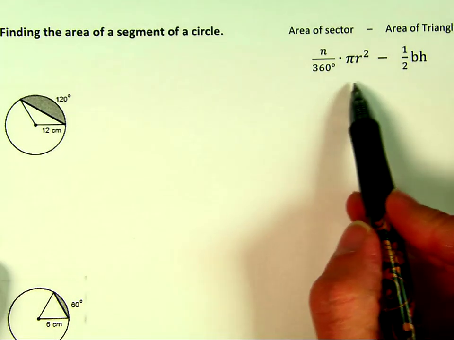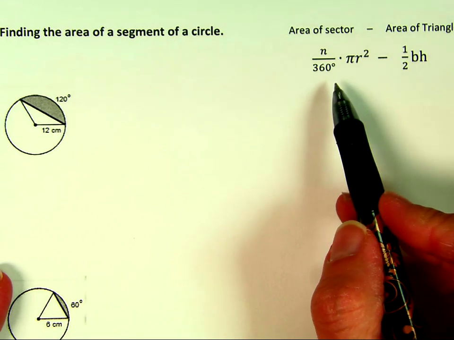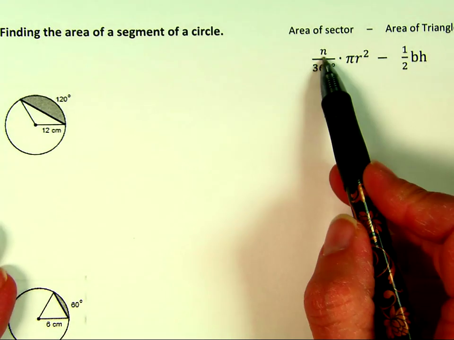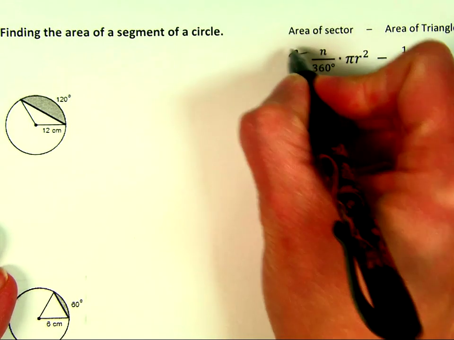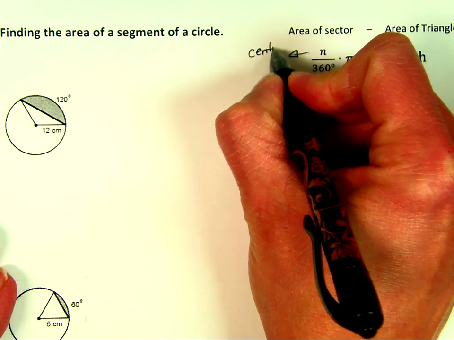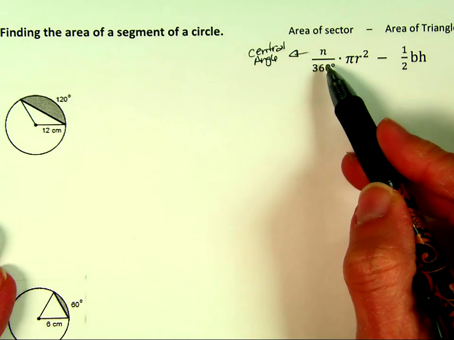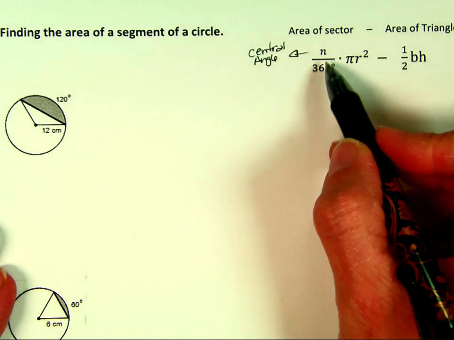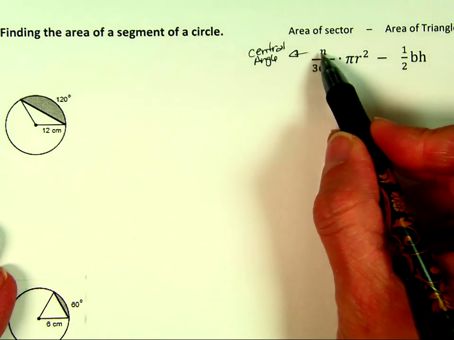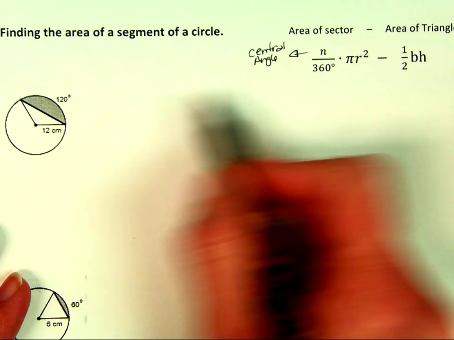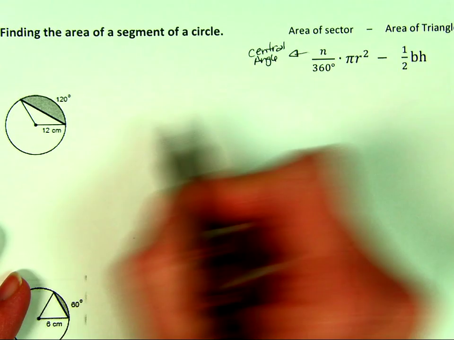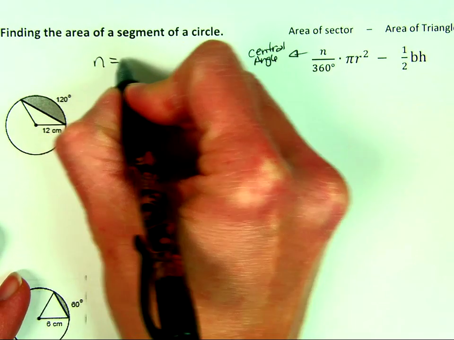And this is the formula we're going to use. So we have to make sure we know what all these things mean. N is the central angle, and our central angle is going to be in degrees. Sometimes it's in radians. That's a different formula. We're just going to use degrees, so in this case, that's 120 is our central angle. R is the radius.